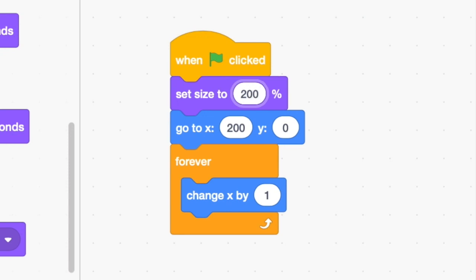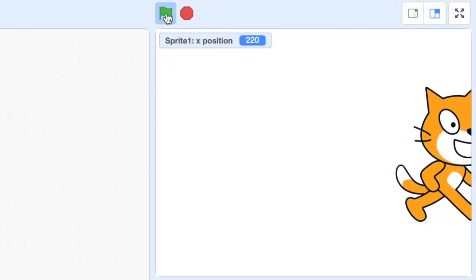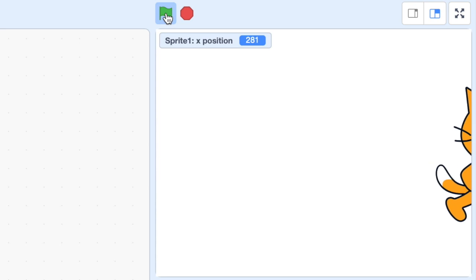Let's modify the script slightly so that Scratch Cat is displayed at twice its normal size and execute the script again. Notice that the sprite now moves to an x-coordinate of 321. This is much farther than it moved before, but because the sprite is twice as big as it was before, it still leaves 15 pixels remaining on the screen.